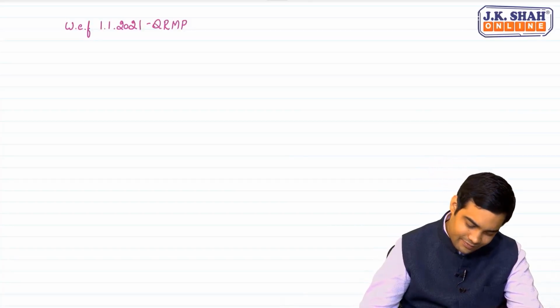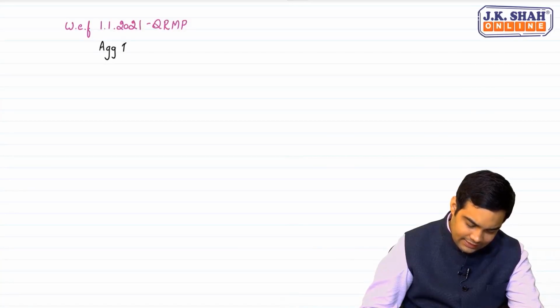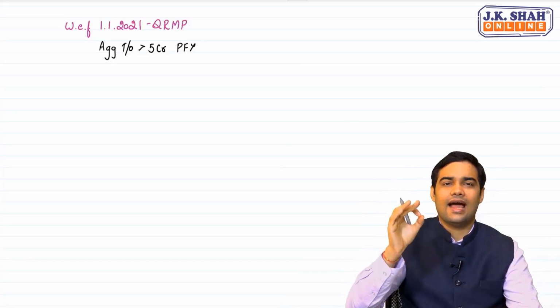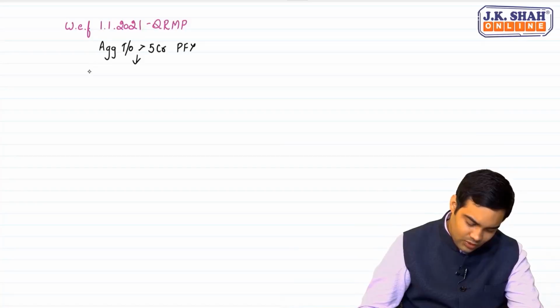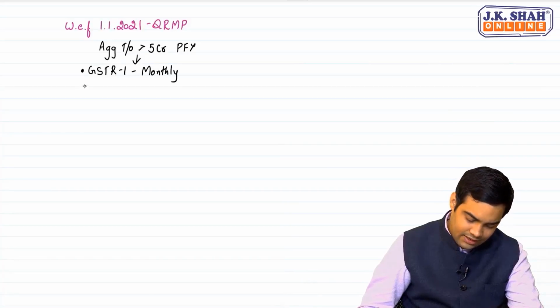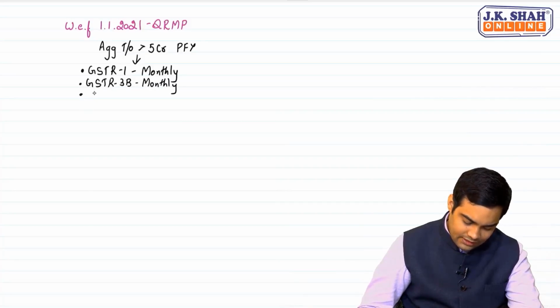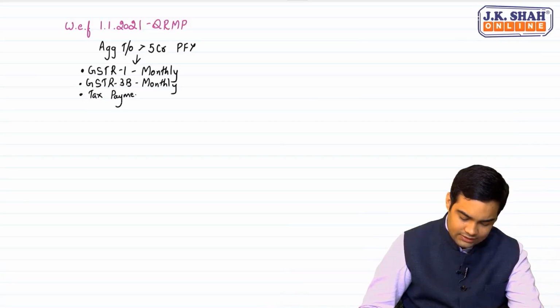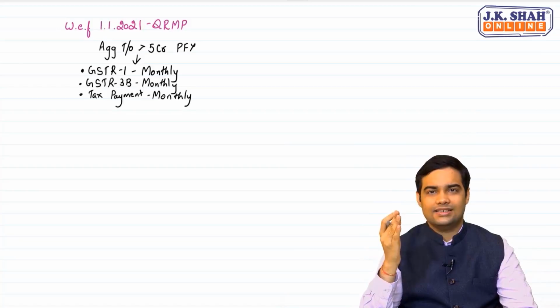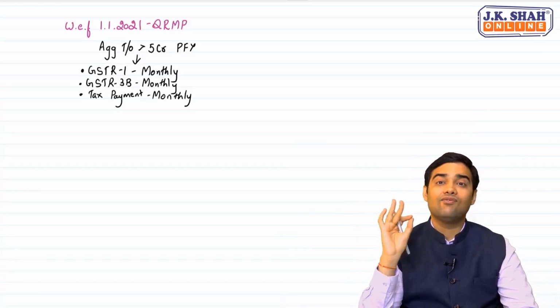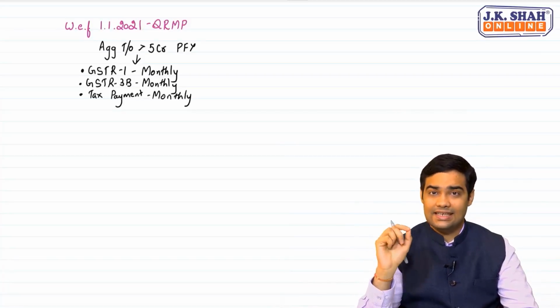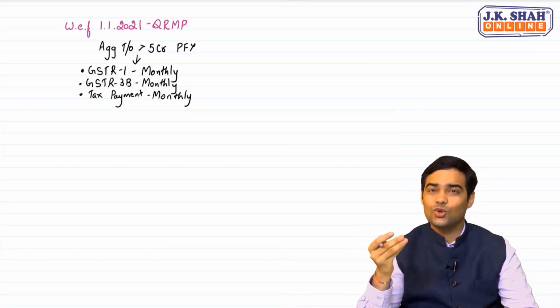Let's understand this. First, if a person has an aggregate turnover of more than 5 crores in the preceding financial year, in that case this QRMP is not applicable for him. He will file GSTR1 monthly, that is 10th/11th. He will file GSTR3B, again monthly, that is 20th. And he will also pay the taxes on a monthly basis, and obviously the tax payment due date is same as GSTR3B, which is 20th of the next month. So GSTR1 monthly, GSTR3B monthly, tax payment monthly, if your aggregate turnover is more than 5 crores in the preceding financial year. Okay, then let's understand to whom this option applies.